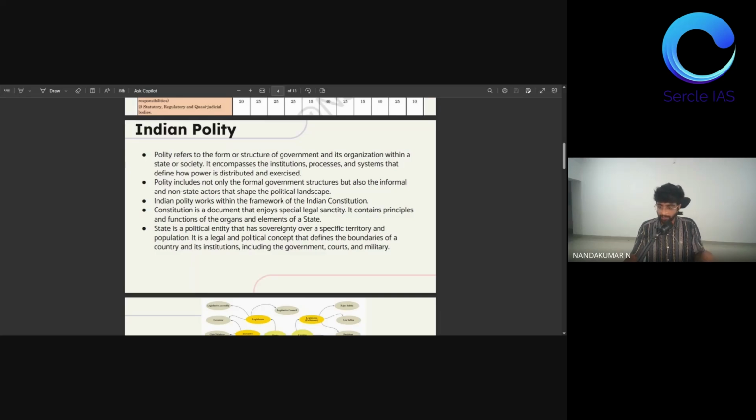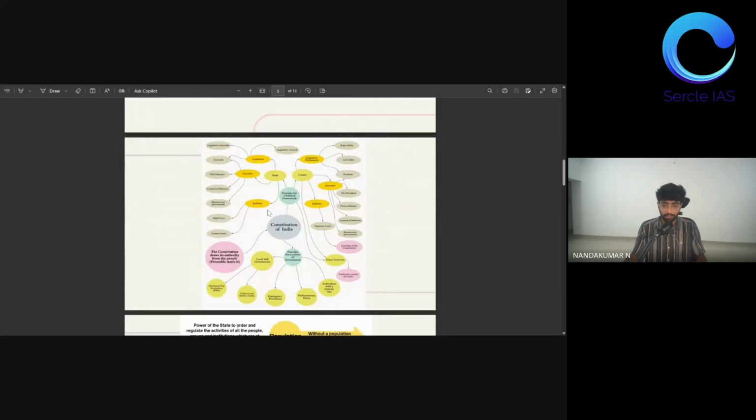Initially, we saw there is a term, state, a technical term. It was also a previous year prelims question. State is a political entity that has sovereignty over a specific territory and population. It is a legal and political concept that defines boundaries of a country and its institutions, including government, courts, military, and other institutions. I hope it is clear. We'll just move on and see an important flow chart.